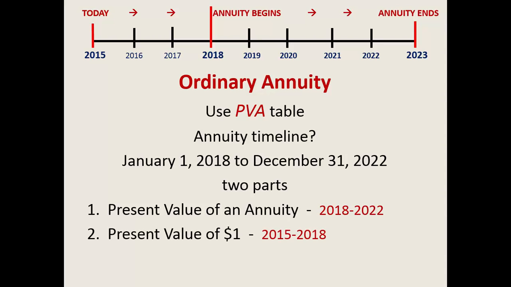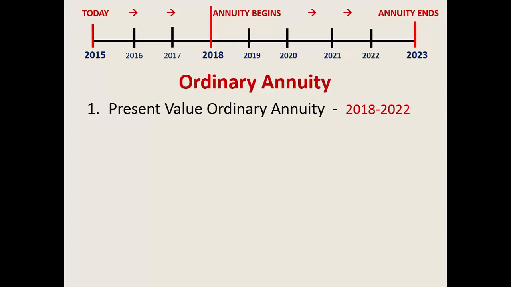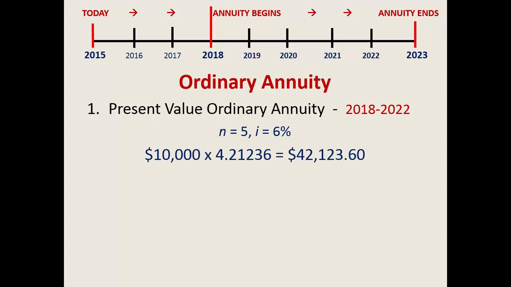The present value of 1 you're going to use to solve for the first 3 years, and then that amount you treat as the present value of that annuity. So you have to start in the future. The first step is you're at the end of 2022 and you need to discount it or take it back to 2018. So what is the annuity portion? Think of this as two different components. N is 5, it's 5 years, and I is 6. So using the present value table, as of 2018, this annuity is worth about $42,000.